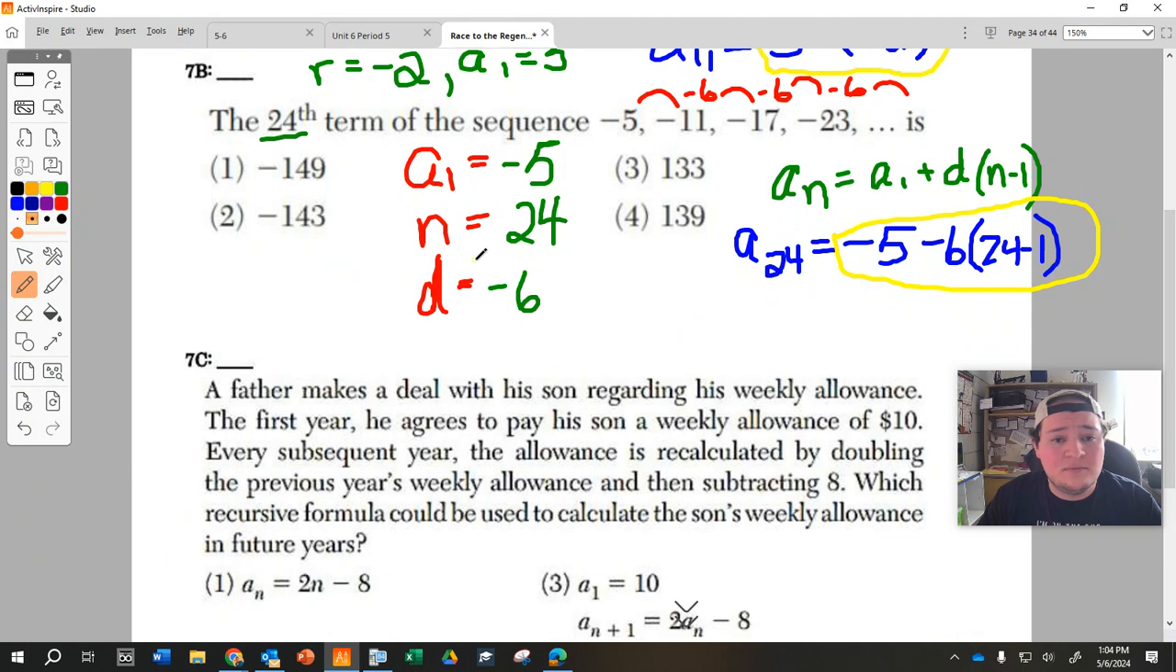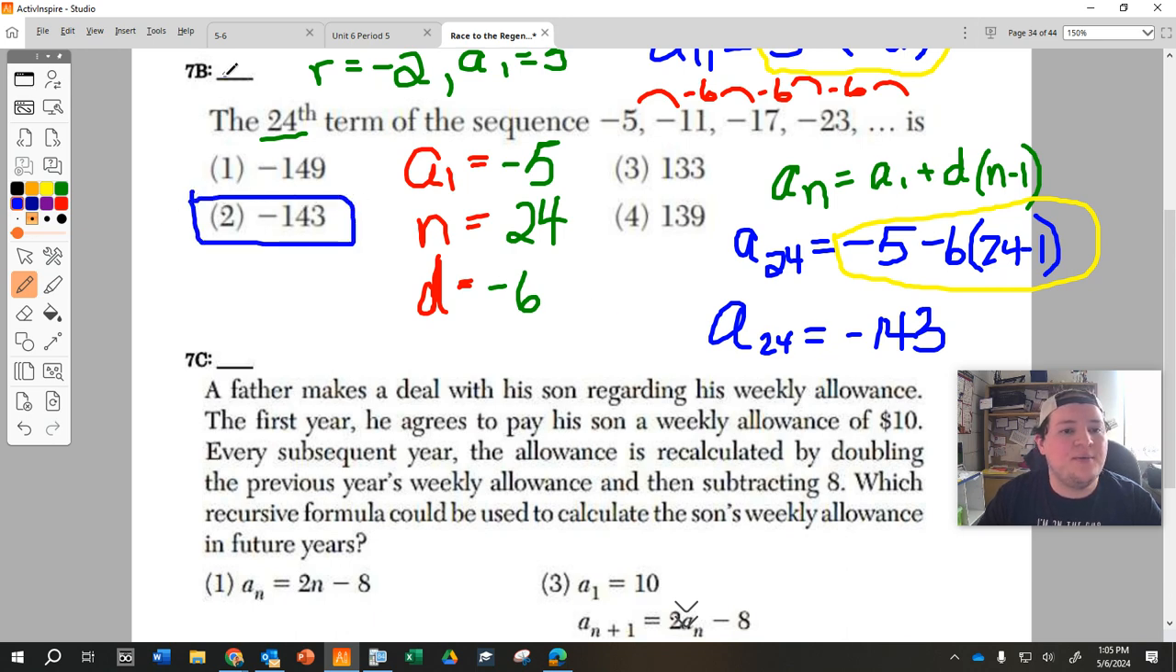-143. So a sub 24 is negative 143. This is a multiple choice question. I can see that the answer has to be choice 2. Pretty much done. And the other answers there, I guarantee you, are crafted so that if you were using a pencil and just counting each time, they've got the common mistakes in there that kids make when they're counting.